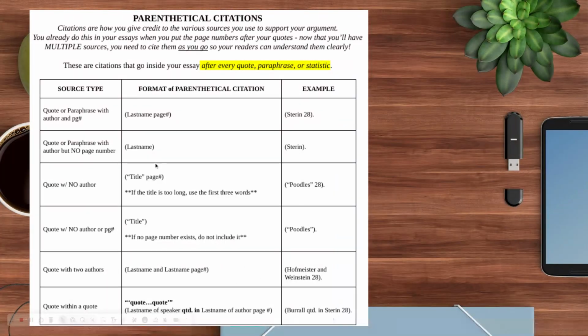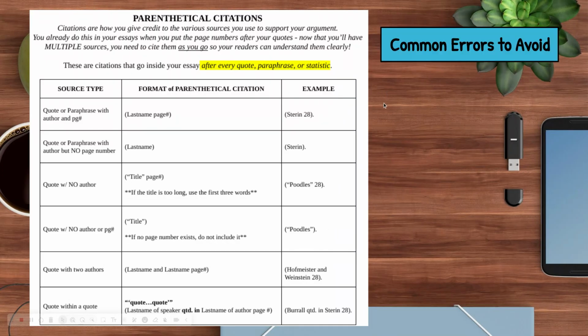Again, this chart is supposed to make it easier for you, no matter which of these situations you come across, right? You'll know exactly what your citation is supposed to look like. With that being said, there are some common errors that you need to make sure that you avoid. I would suggest that you write these on the back of this sheet of paper or down at the bottom if you have some space before we get to the practice.